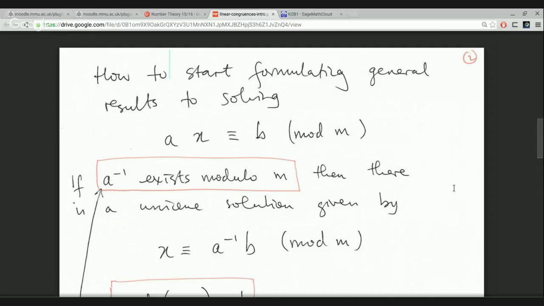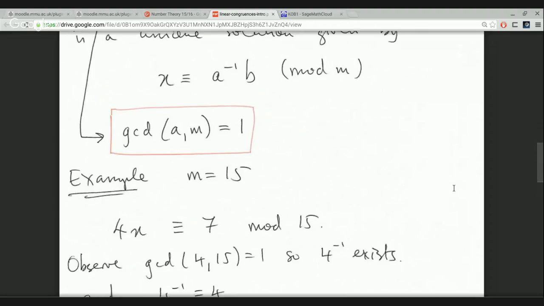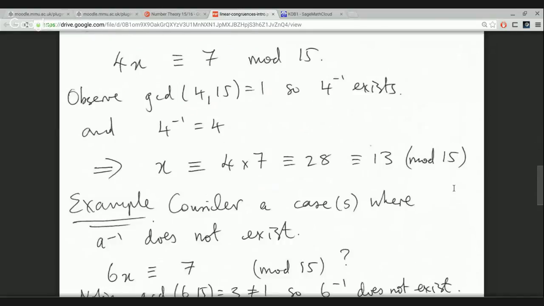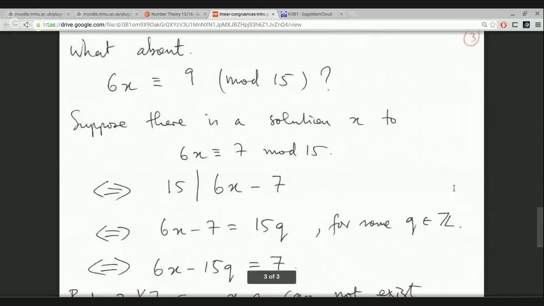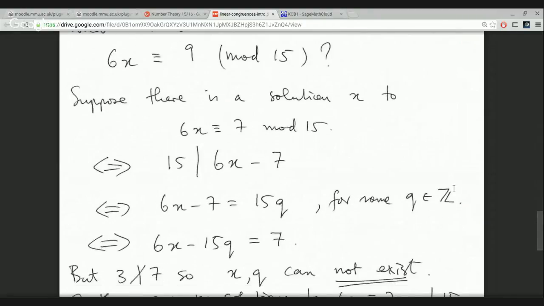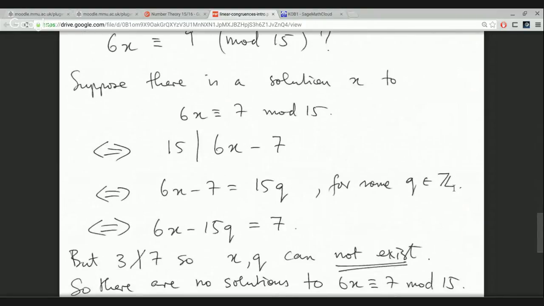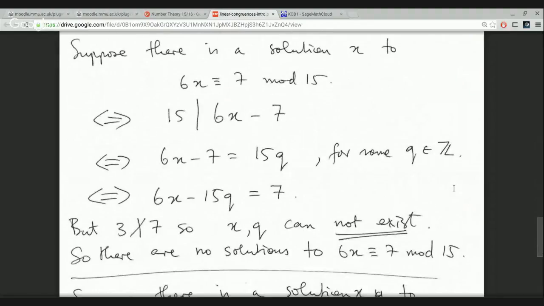Okay. So then last time, I sometimes fall into the trap of just giving the previous lecture in my summary. But we then looked at some cases where A is not co-prime to M. So this is the slightly trickier case.